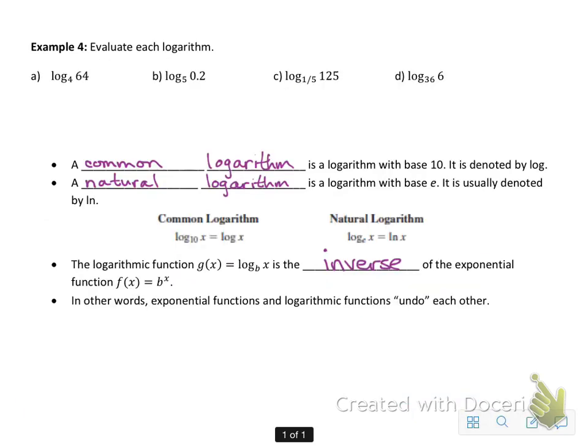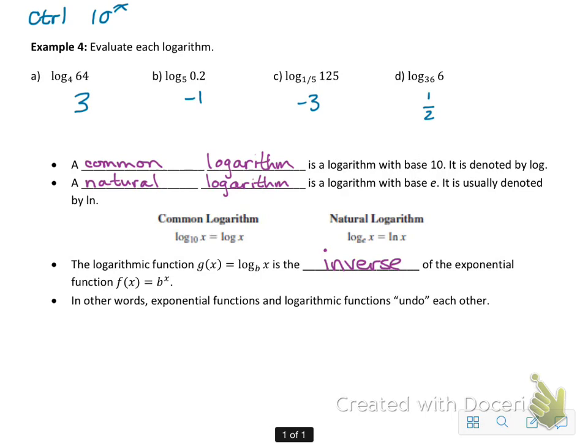Now, for example 4, if you want to evaluate each logarithm, it's actually very simple. You have this wonderful calculator of yours that you can use in class, and if you hit Control and then 10 to the x, you can find your logarithm. You just have to put in the base that's there. So if you want to evaluate log base 4 of 64, you put it in your calculator, you get 3. Log base 5 of 0.2 is negative 1. The log base 1/5 of 125 is negative 3. And the log base 36 of 6 is 1/2.